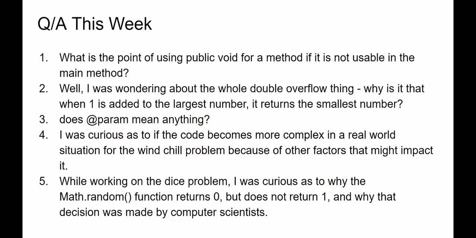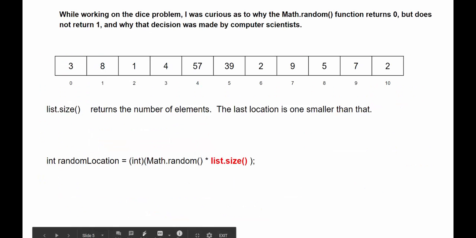Someone said, while working on the dice problem, they were curious as to why math.random returns a random number in the range 0 to 1, but not including 1. Like, why is that a thing? So I think there's probably other reasons, but this is the first one that came to my mind. It makes dealing with lists and arrays particularly clean. So let's pretend you have an array like this. This array has 11 elements, but you'll notice that the last location number is 10 because you start at 0.